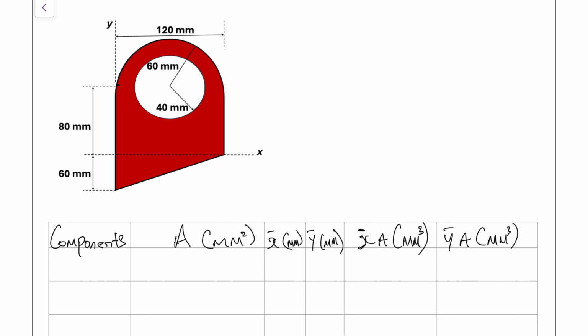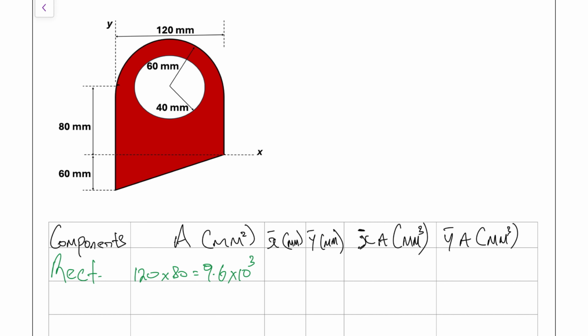So let's start by looking at our first component, which is, I'm going to start with the rectangle. For the rectangle, you can see that dimension right there. That's 80 millimeters. And it will go across its width right there, which is 120. So for our rectangle, I'll just short spell that out, RECT. That will simply be 120 multiplied by 80. And that's going to give us 9,600, but I'm going to write it in standard form. So 9.6 times 10 to the 3rd power, and that's millimeters square.